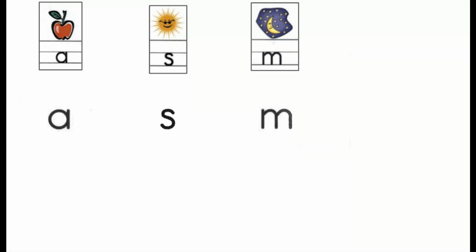The next word, at. You should have said a and pointed to the letter A. And our last word, monkey. You should have said m and pointed to the letter M.